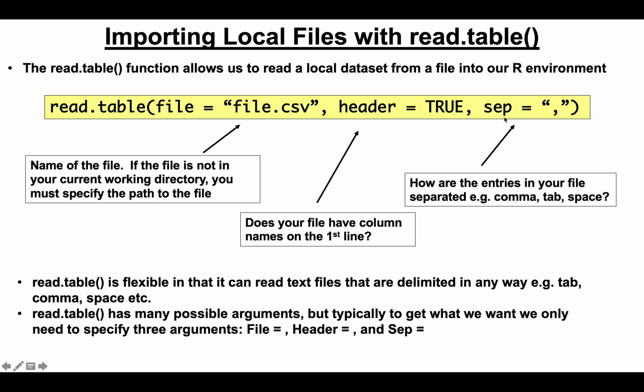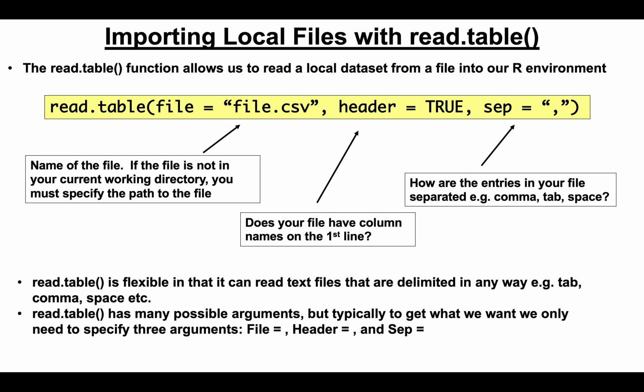And then finally, we need to tell read.table what is the separator. So how does it know where one column or variable begins and ends in this data set? And so if we have a comma separated data set that we're trying to read in, we would just say that sep equals the comma.